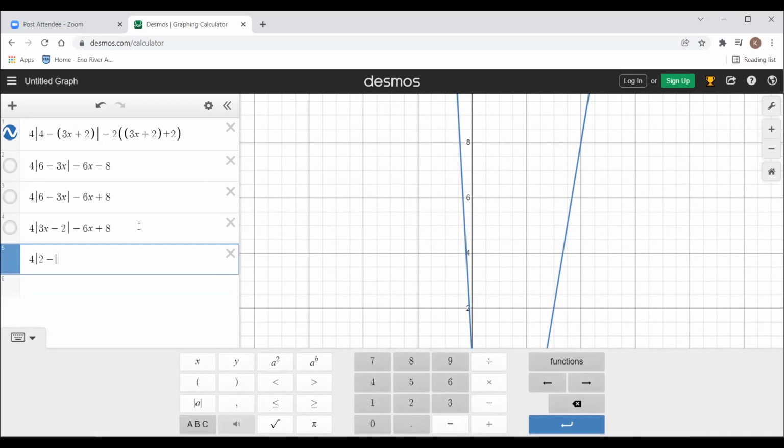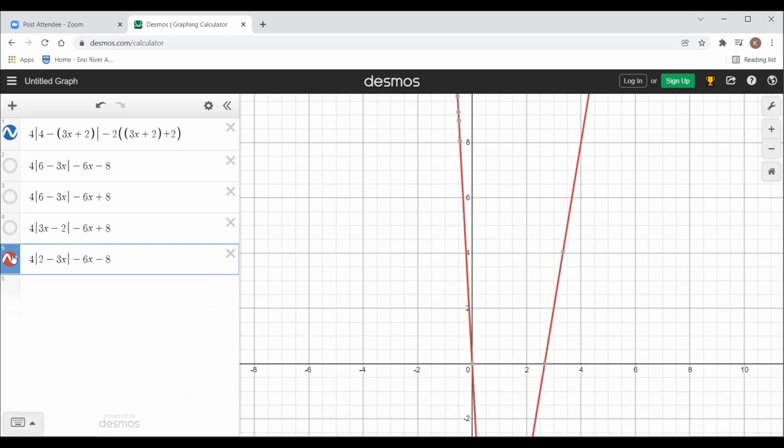4, 2 minus 3x minus 6x minus 8. Okay, what do you guys notice? It matches perfectly. I think that's the right answer too. Just a wild guess. Okay, so the correct answer is the 4th one.